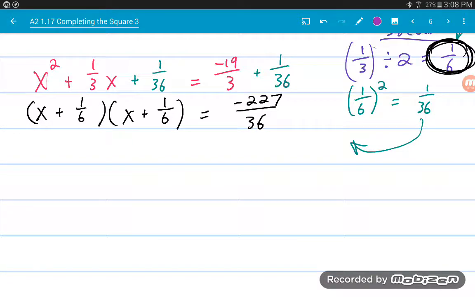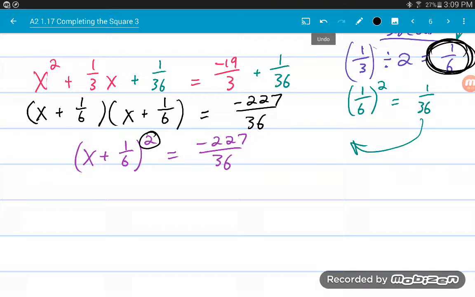Now I'm down to steps 6, 7, and 8. The left side becomes a square. It's this times itself, right? So that's the definition of a square. So I'm going to get x plus 1/6 squared is equal to -227/36.